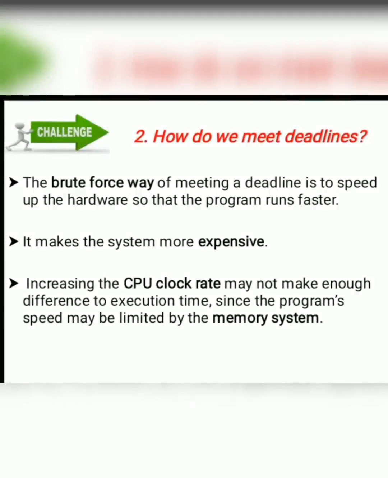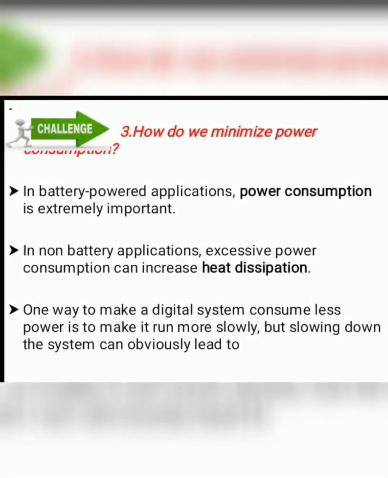So next one is how do we meet deadlines? First of all, the brute force way of meeting deadlines is to speed up the hardware so that the program runs faster. It makes the system more expensive also, and increasing the CPU clock rate may not make enough difference to execution time, since the program speed may be limited by the memory system. So these are the contents that come under how do we meet the deadlines.